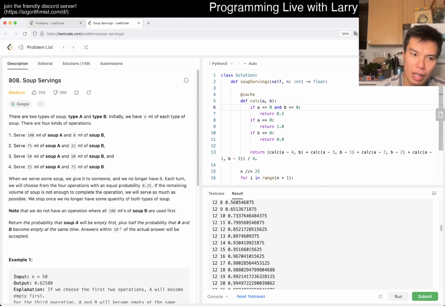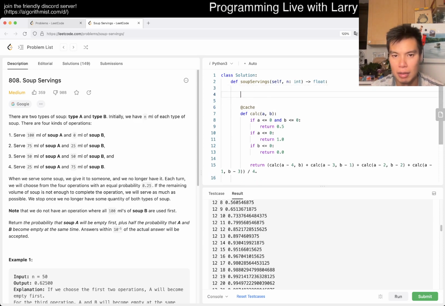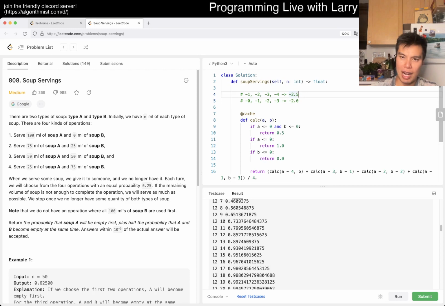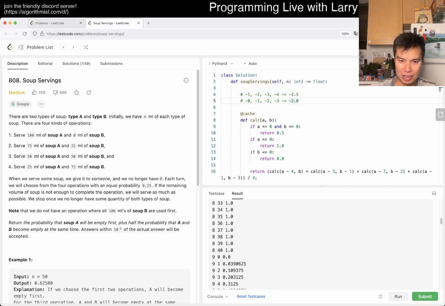Well, what is the expected value, right? So the expectation is that on the A side, we have -1, -2, -3, -4. So the average, that's -2.5. And then on the B side, we have -0, -1, -2, -3. So that's -1.5 on average. Does that tell us anything? That means that the break-even is going to be like 5 and 4, maybe. Is that even true? Let's see.